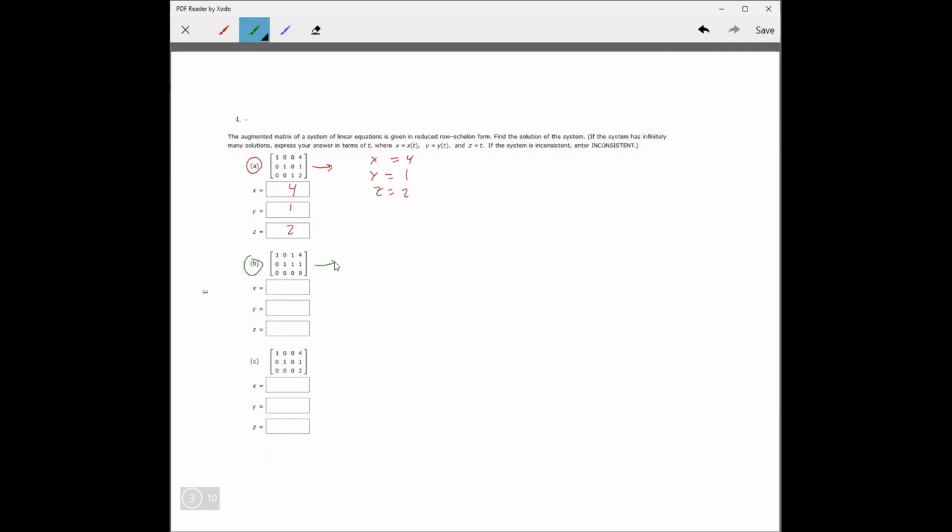Okay, for part B, when we translate it back, we get x plus z equals 4. And then the second one is y plus z equals 1. So then you solve each of those for the leading variable, like that. Except you write your z a little bit better than I did. And then you set z equal to t. So that t is going to go in there, which means x is negative t plus 4, and y is negative t plus 1.